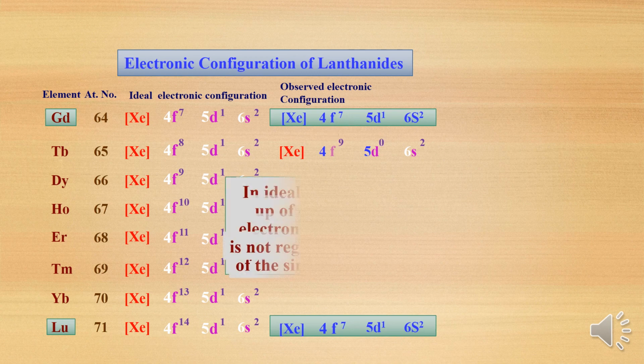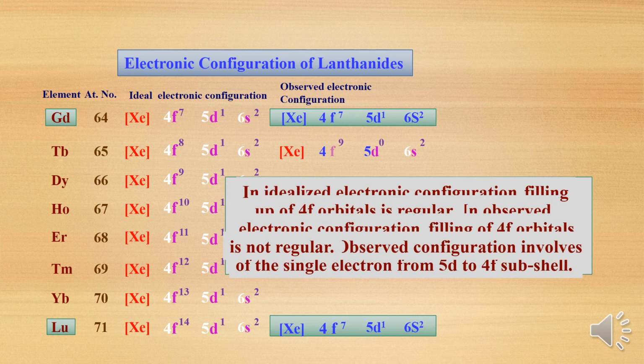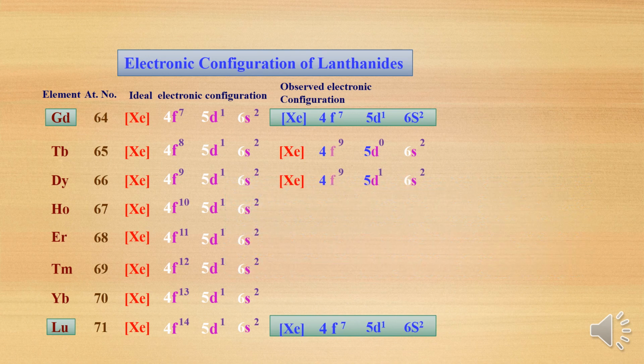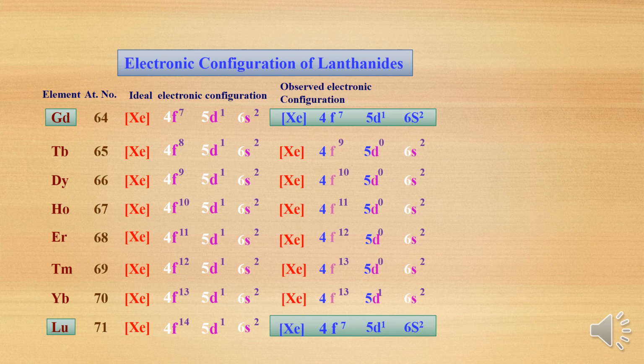See in atomic number 65. Same way, atomic number 66, atomic number 67 and atomic number 68, atomic number 69 also: the electron shifts from 5d to 4f. Then atomic number 70, the electron shifts from 5d to 4f.